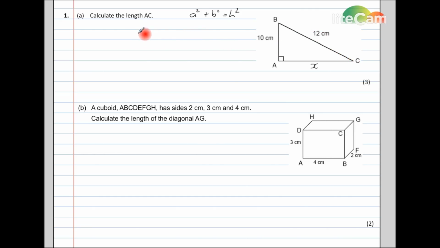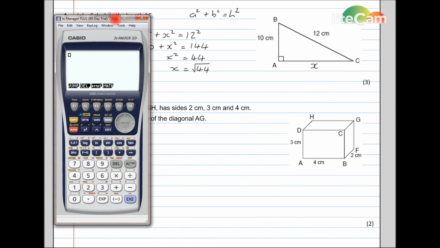So we can say that 10 squared plus x squared equals 12 squared. And if we work those parts out, we've got 100 plus x squared equals 144. If we want to get x on its own, we need to get rid of this 100, and we're going to do that by taking it away from both sides. So we get x squared equals 44. So to get x on its own, we need to do the opposite of squaring, and we're going to do the square root of 44.